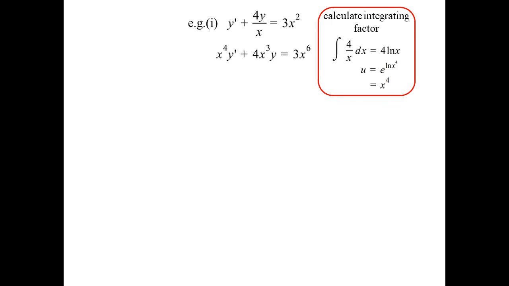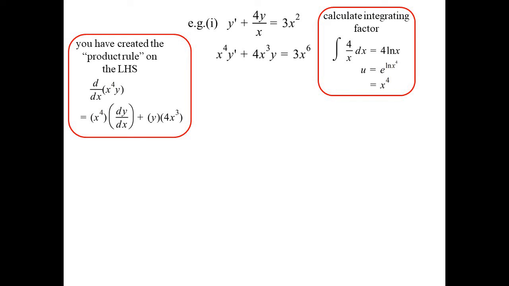There's my new equation. Now, why do we do this? If you look closely at the left-hand side, what you have just done is created the answer to the product rule. Write down the first, diff the second, plus write down the second, diff the first. So in fact, on the left-hand side now, I have the derivative of x to the power of 4 times y. Hang on, x to the power of 4 was the integrating factor. We should always end up with the integrating factor times y. Okay, well if that's the case, now I know what I can do.